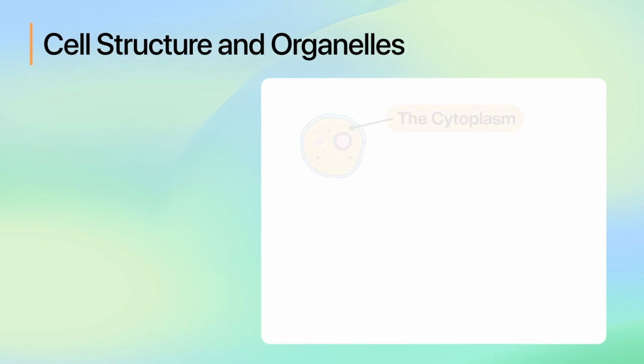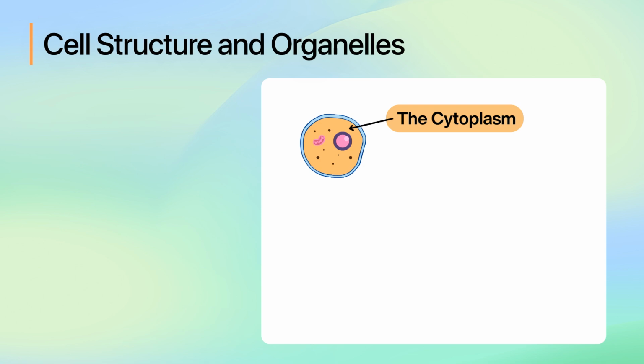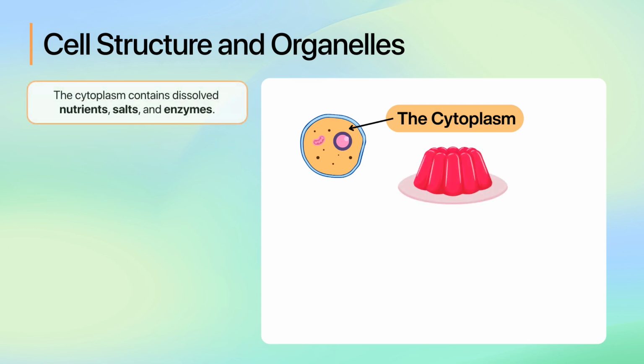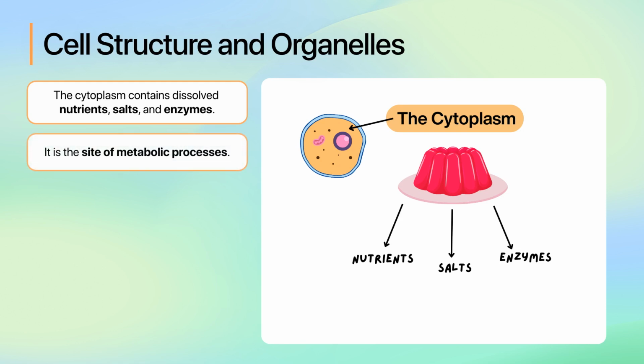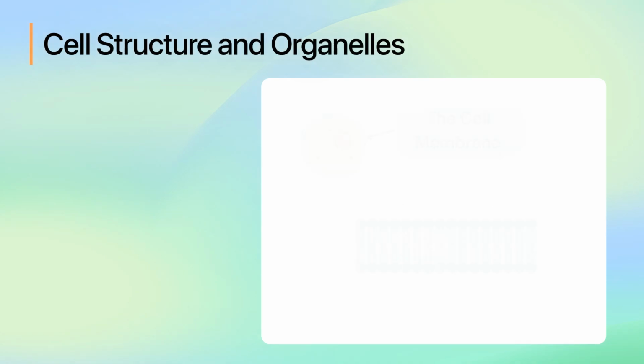Next, let's look at the cytoplasm. The cytoplasm is a jelly-like substance that fills the inside of the cell. It contains dissolved nutrients, salts, and enzymes. Many of the chemical reactions necessary for the cell's activities occur in the cytoplasm, making it the site of metabolic processes.